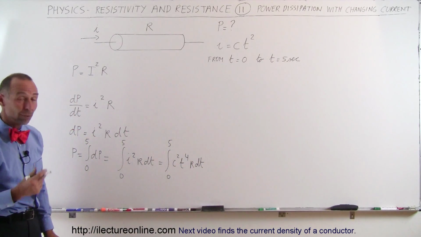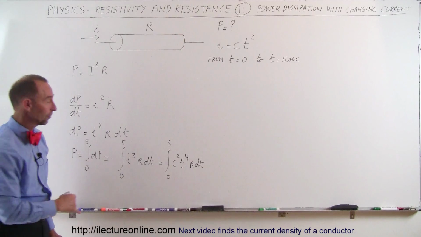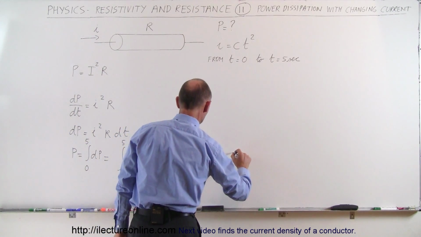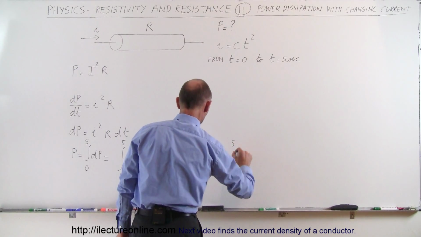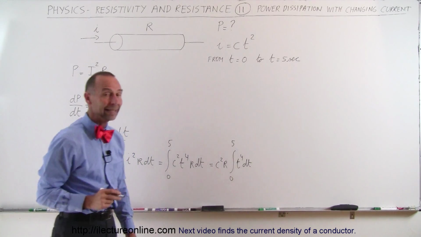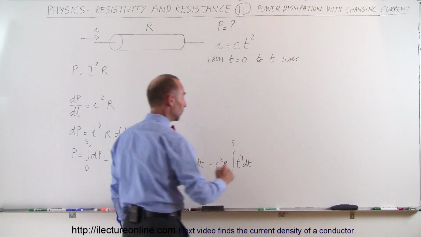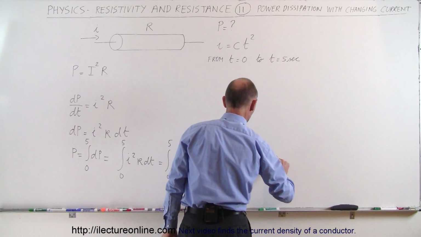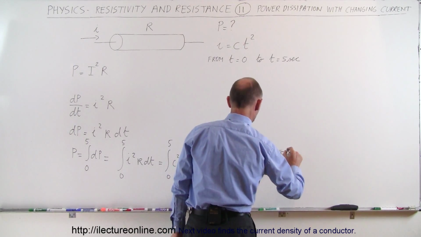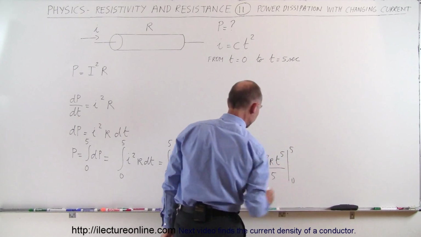All right, now we can pull out the C squared and the R. Those are constants. So this is equal to C squared times R times the integral from 0 to 5 of t to the fourth power dt. And then, of course, we go ahead and integrate that. This becomes C squared R times t to the fifth over 5, evaluated from 0 to 5.